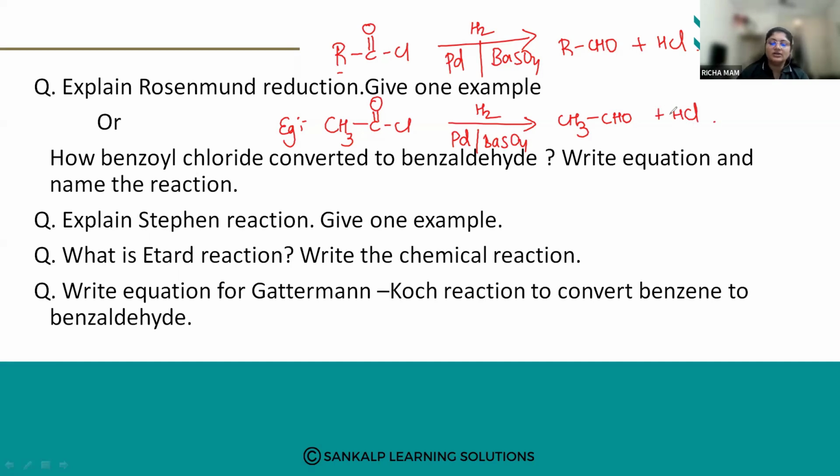So again, I'll repeat one time. Acid chloride is hydrogenated over palladium on barium sulfate to give aldehyde. This reaction is called Rosenmund reduction. So first give the general reaction, and then give the example. Got it?